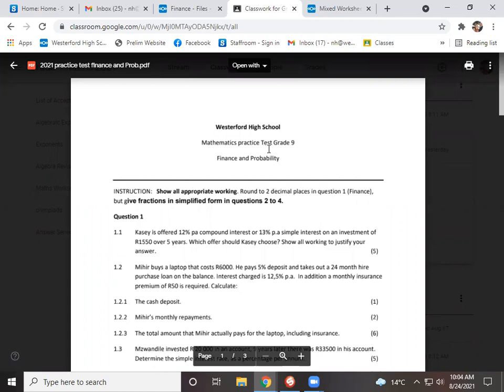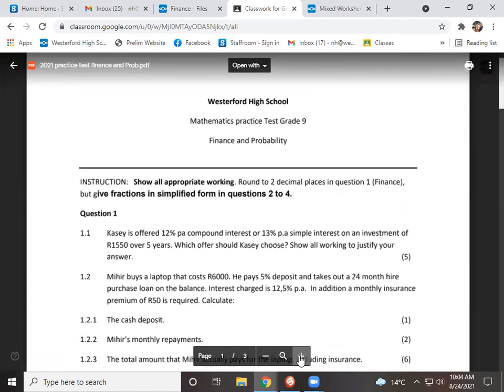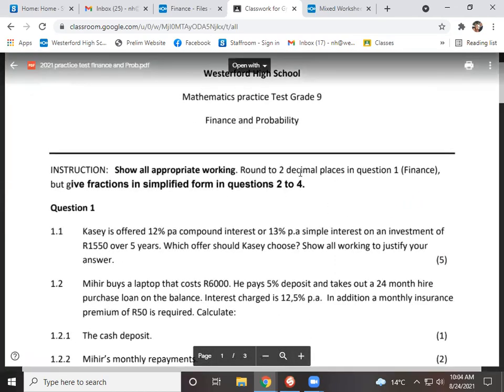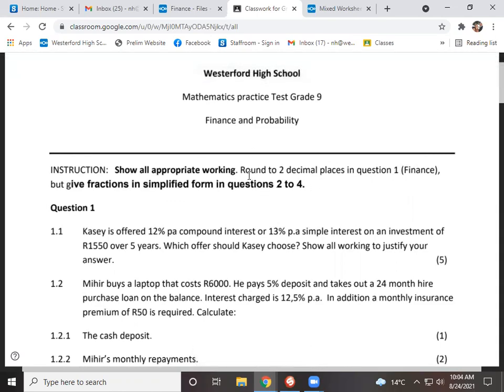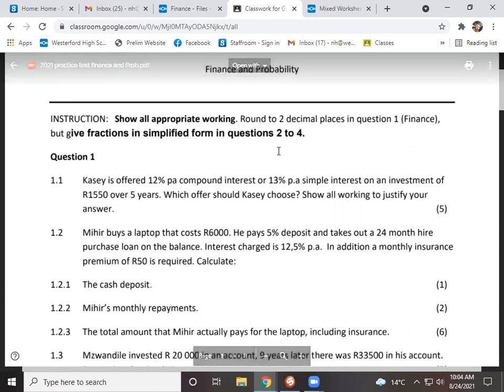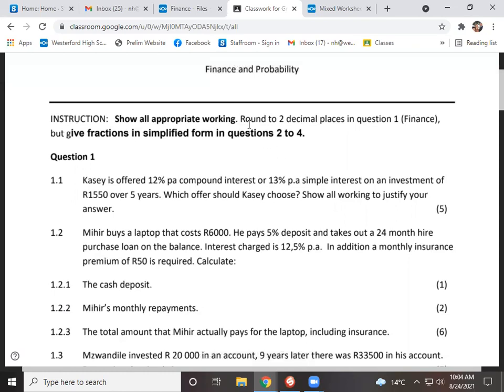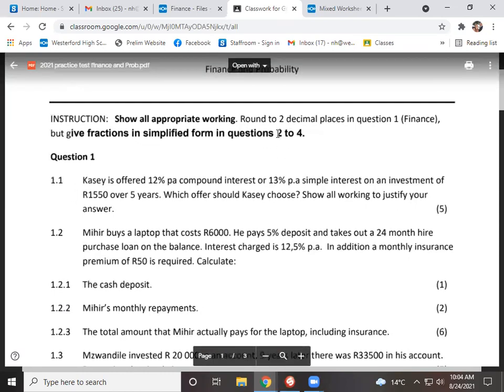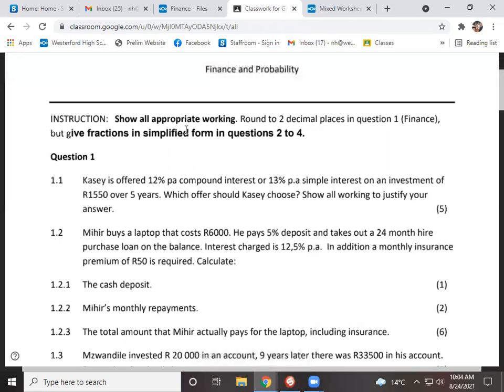Okay, practice test, finance and probability. It says in the instructions, show all appropriate working. Down to 2 decimal places in question 1, but give fractions in simplified form in questions 2 to 4. Okay, so they're explaining to you here, and this is important, guys. You need to follow these instructions. If you don't, you're going to lose marks. Okay, so if that happens in the test that you're going to write, if they're saying in questions 2 to 4, you have to leave your answers as fractions, then that's what you have to do. Okay, then if you write an answer in decimal form, you're going to lose a mark because you're not following the instructions.